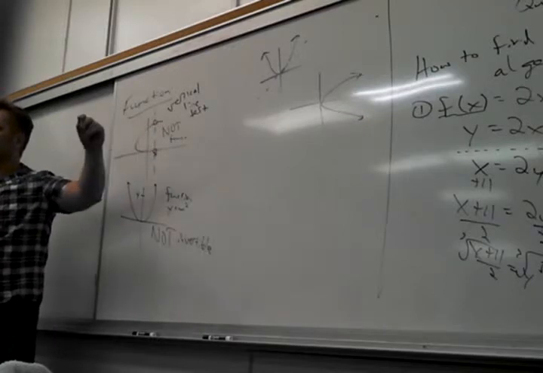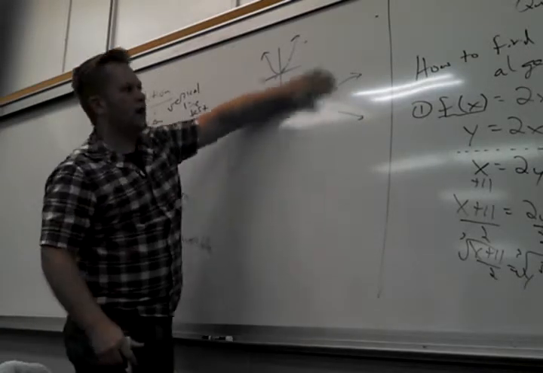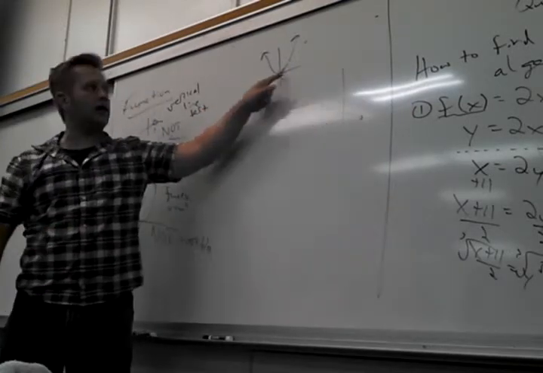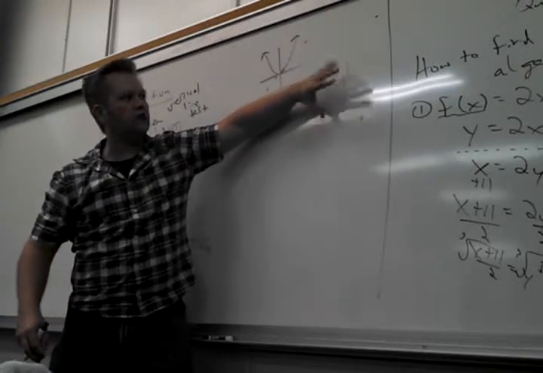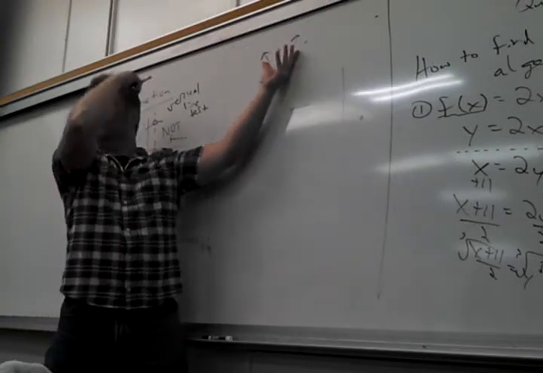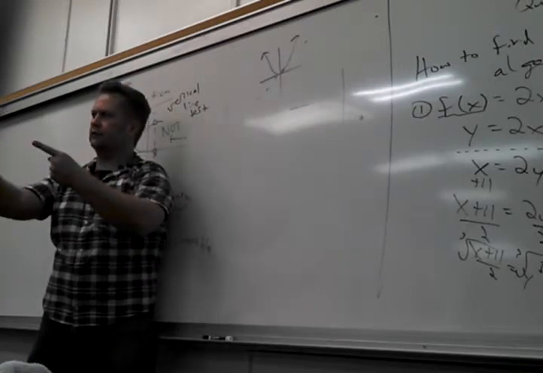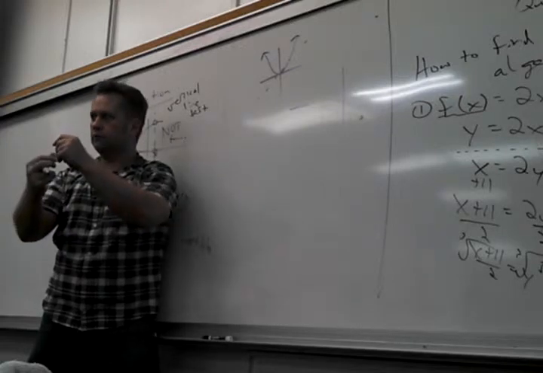Is that a function? No, because it doesn't pass the vertical line test. So instead of actually drawing that, if that doesn't pass the vertical line test, I can just do what kind of test here? Before I flip it, I could just do a horizontal one. Vertical line test means your function passes it. If you pass the horizontal line test, that means you have an inverse function.